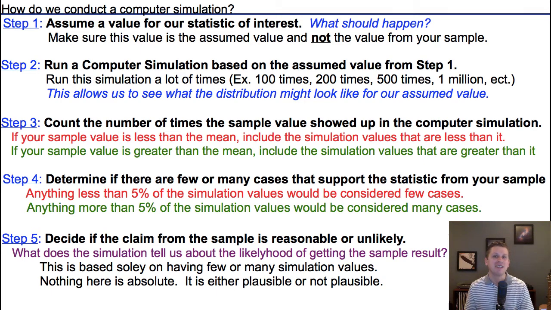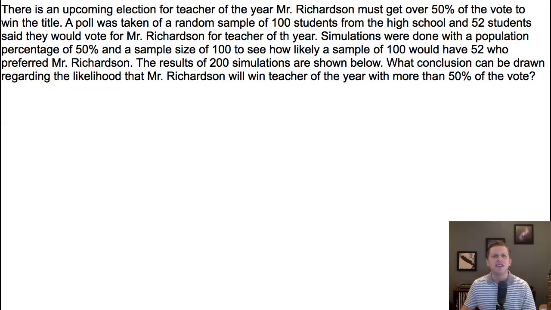Let's jump right into an example. This question reads that there's an upcoming election for Teacher of the Year, and I must get 50% of the vote to win the title. A poll was taken of a random sample of 100 students from the high school, and 52 students said they would vote for me. Simulations were done with a population percentage of 50% and a sample size of 100 to see how likely a sample of 100 would have 52 who preferred me as their candidate for Teacher of the Year. The results of 200 simulations are shown below.